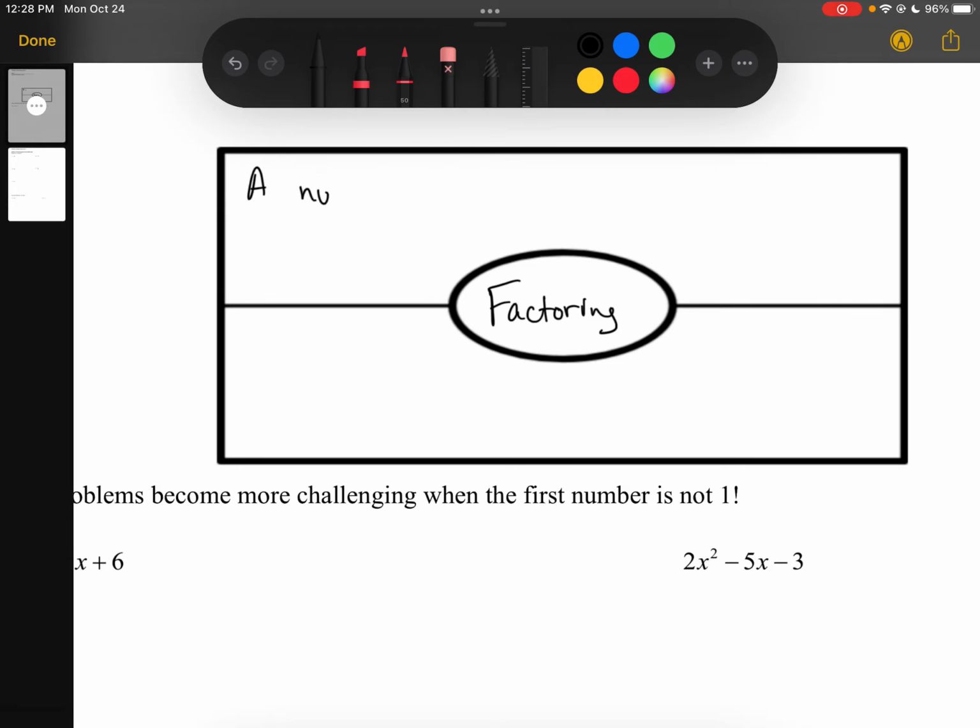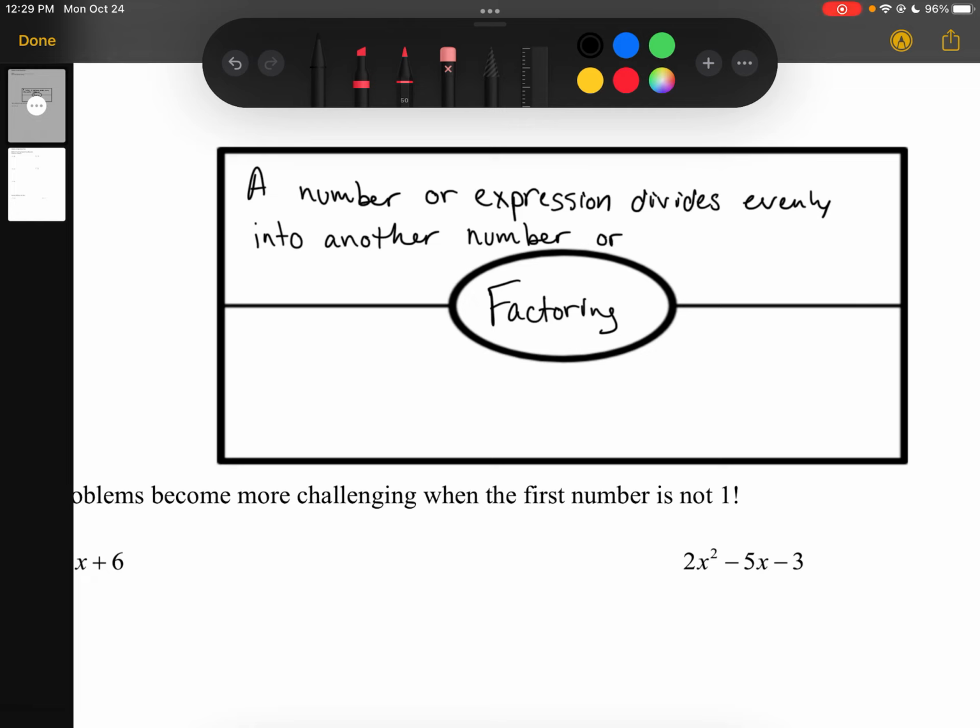So factoring is our word, and this is a number or expression that divides evenly into another number or expression.